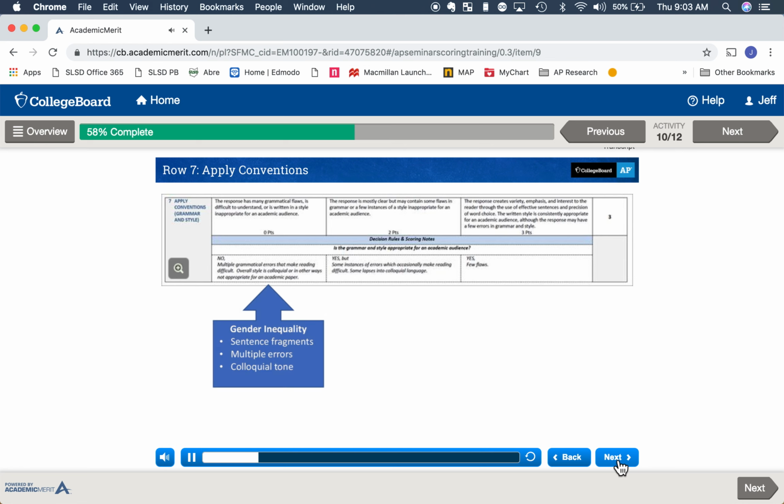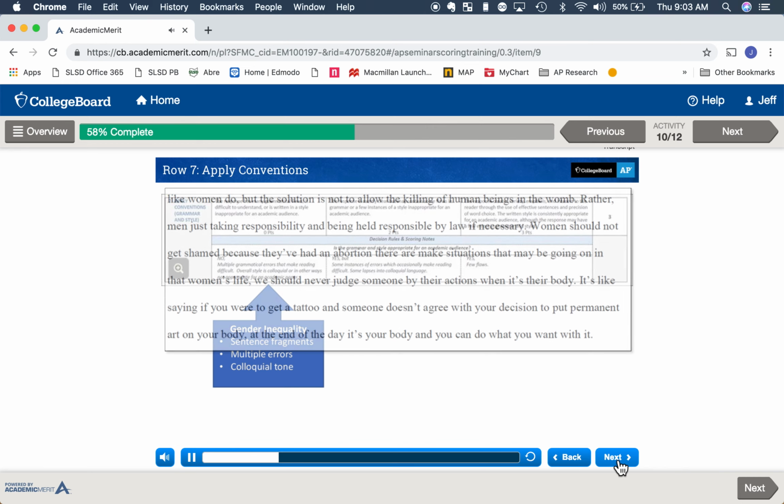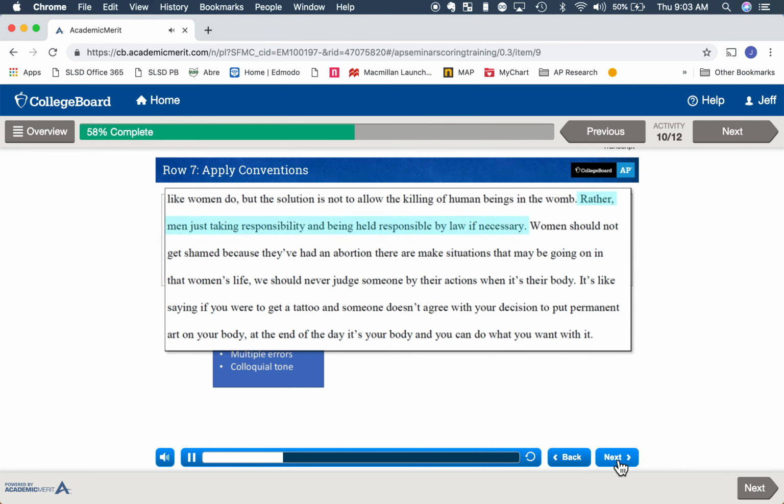Training sample 4, gender inequality, for example, earned a score of 0 because of its many flaws and informal style. Its weak construction and often confusing prose and sentence fragments leave the response's discussion unclear. For example, "rather men just taking responsibility and being held responsible by law if necessary. And women should not get shamed because they've had an abortion. There are make situations that may be going on in that woman's life." Errors in grammar and punctuation inhibit the reader's full understanding of the response's argument.